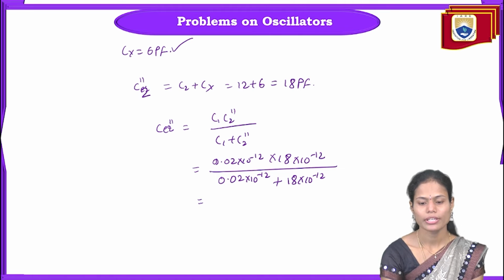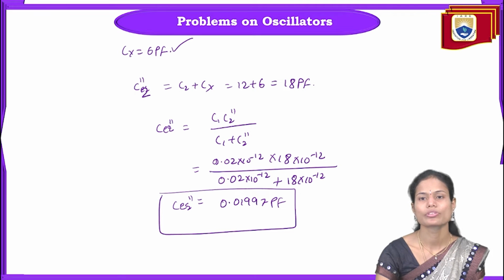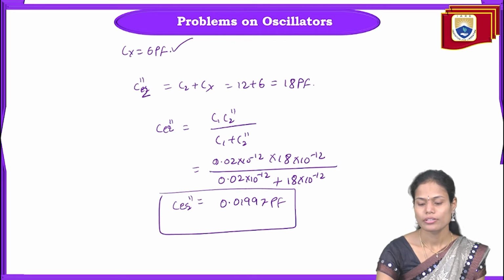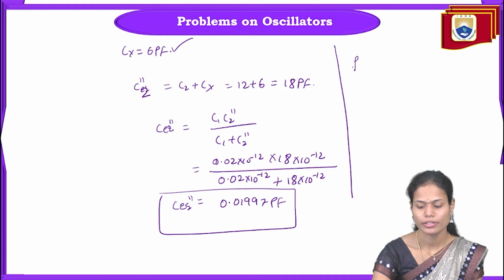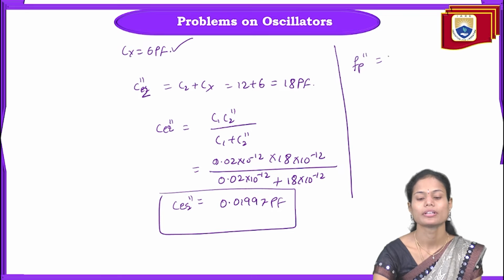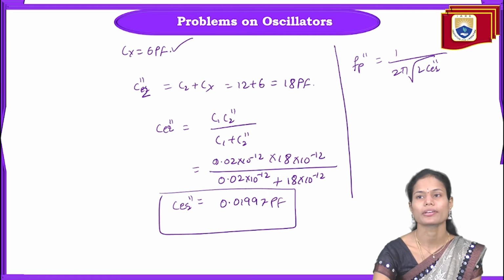So if we simplify it, we will get it as 0.01997 picofarads, C equivalent double dash. So with this new capacitance, we need to find the parallel resonant frequency, Fp double dash. That value is 1 by 2 pi under root of L C equivalent double dash.